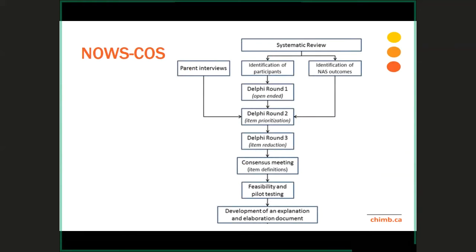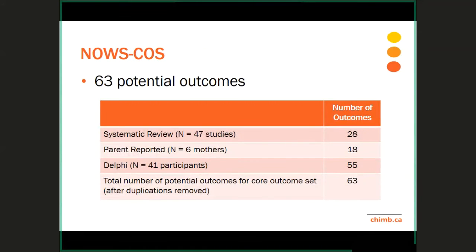So we set consensus definitions that are published in that protocol. Again, like I said, we just had ours at the end of April, which goes into creating a core outcome set and doing some feasibility testing, and of course publishing all that with lots of details. So in this example, we had 63 potential outcomes that were discussed. This included 28 outcomes from a systematic review, 55 outcomes from a Delphi, 18 outcomes that were identified by parents, and of course there's some overlap in what those outcomes were. So there are 63, don't take any pictures of this, not publicly available yet.